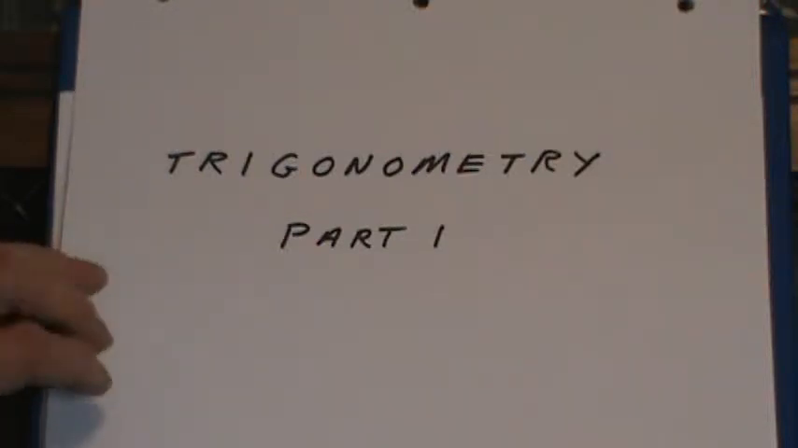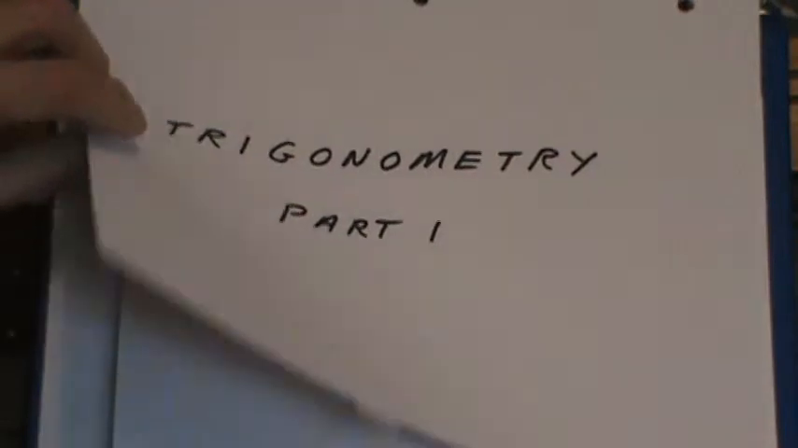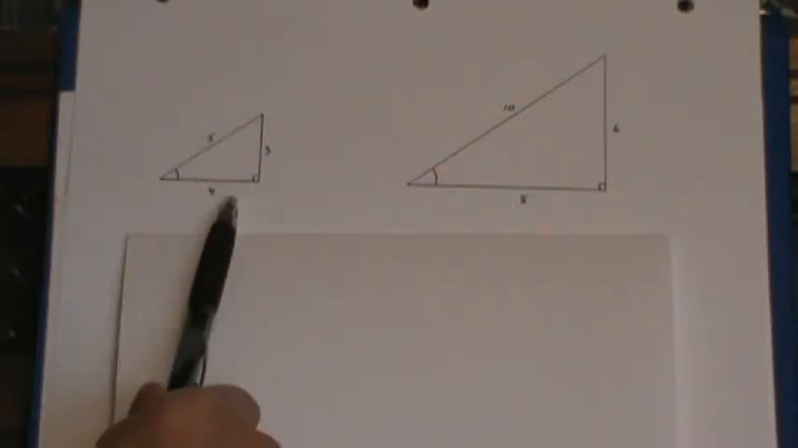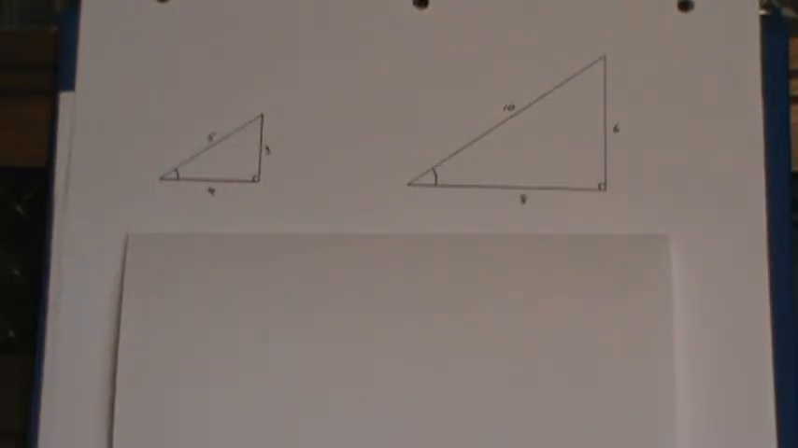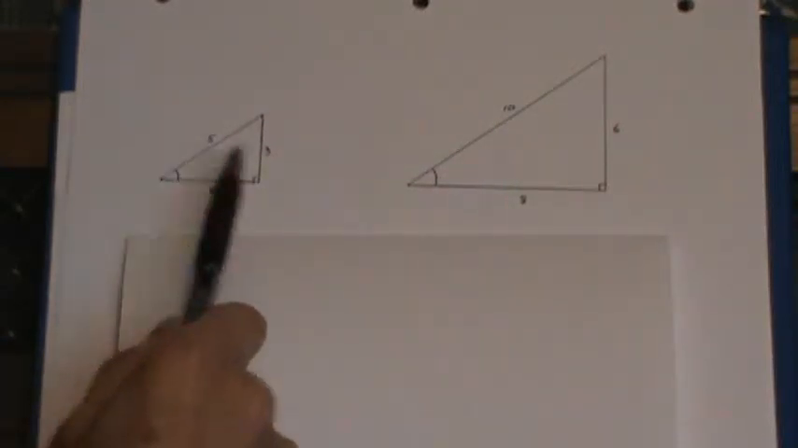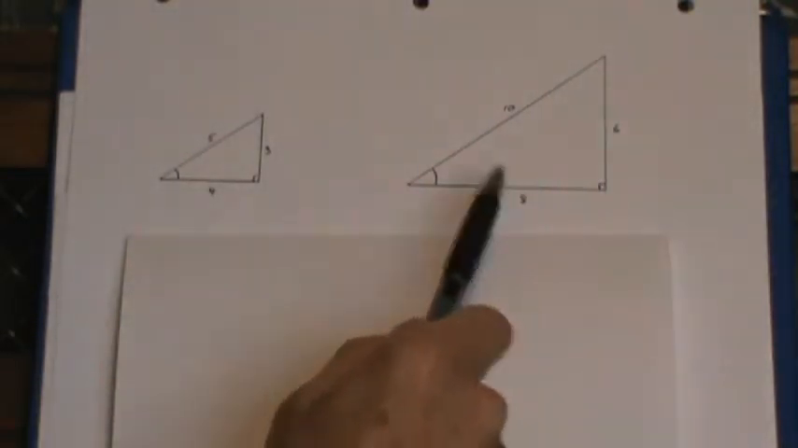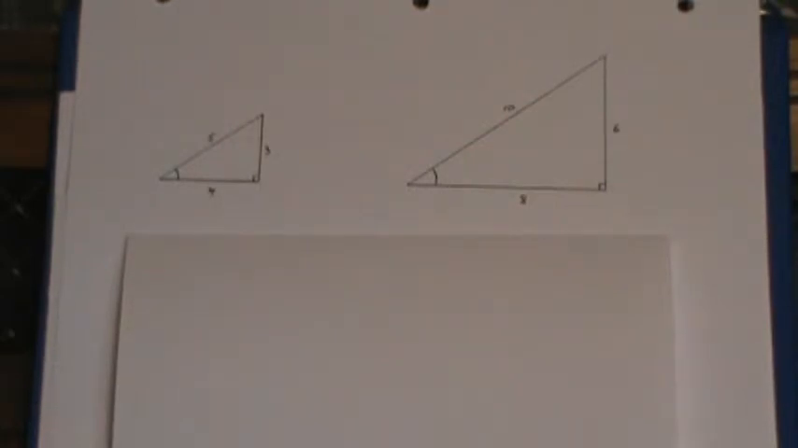This is a very basic introduction to trigonometry. The idea behind the ratios in trigonometry is the fact that when you have similar triangles, ratios of sides are equal. For example, I have two right angle triangles here, same size angles. The ratio of 3 to 4 is the same as the ratio of 6 to 8. Even though the sides are different lengths, we can still talk about the ratios, and the ratios are constant.